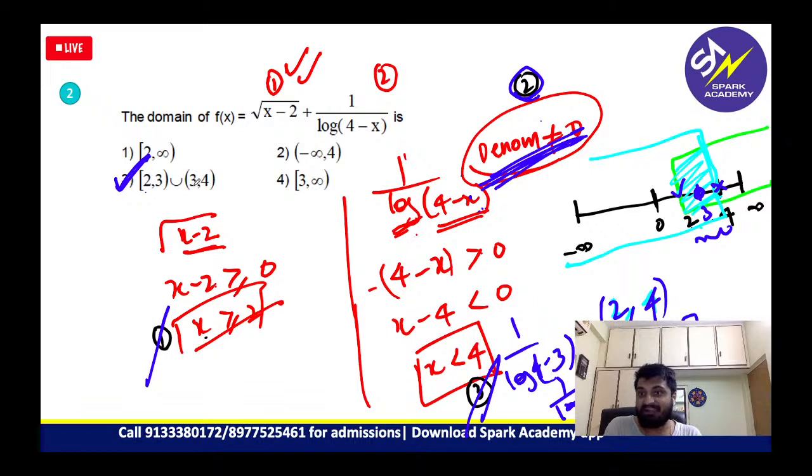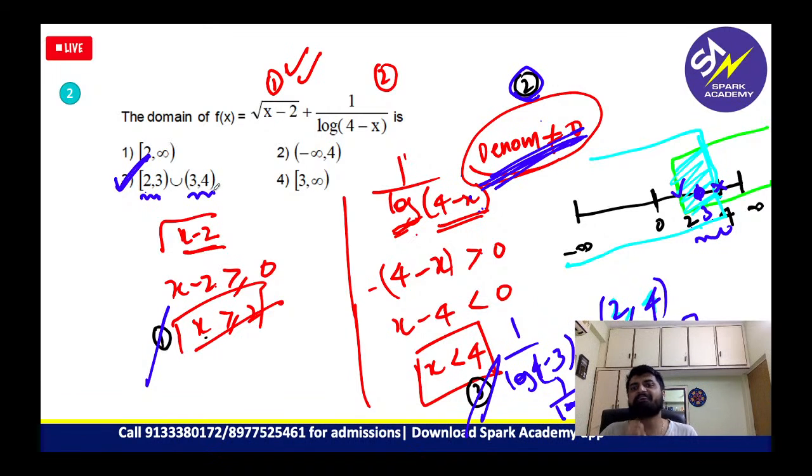Union, 3 you can't take because you are getting log 1 if you take 3. And again, 4 you can't take because 4 minus 4 will be 0. So all values between 2 and 3 or between 3 and 4. Got it? As Harshita rightly pointed out, third option is your correct answer.